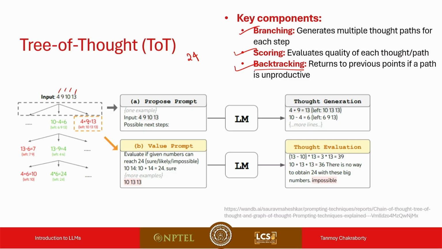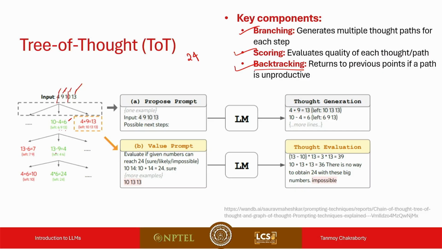So in this case, let's say you start with 4, 9, 10, 13. You have one branch which suggests you to subtract 4 from 10. So you have 10 minus 4 equals 6. So you have exhausted 10, you have exhausted 4. So what else is remaining? You have the remaining numbers 9, 13 and the 6 that you obtained. You can't use a number multiple times, by the way. Okay, so the numbers which are left are 6, 9 and 13.